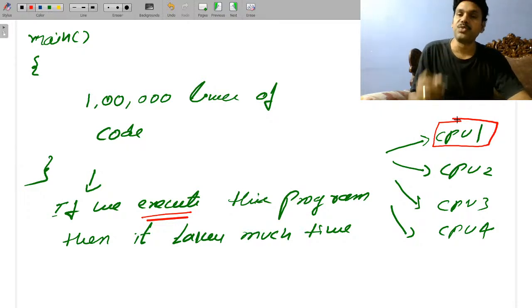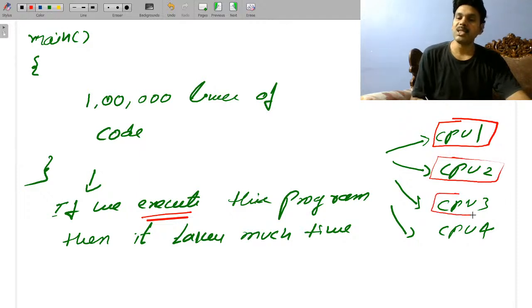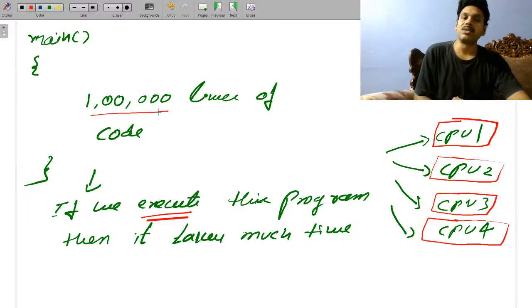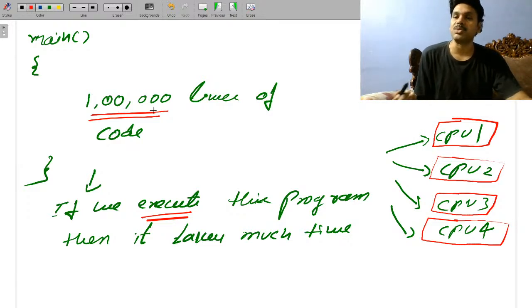So if you go for fork, what will happen? All CPUs are busy. Please understand, all CPUs are busy. Our motto is satisfied, they are not idle, but what is the use? All CPUs are taking the same time by running 1 lakh lines of code only. So what is the use? No use, because all are getting the same output only. So what do we want to do? We want to do it cleverly.